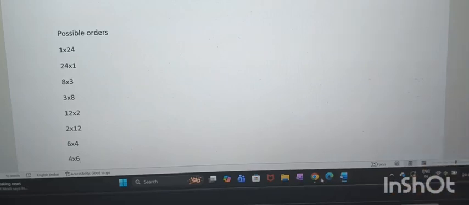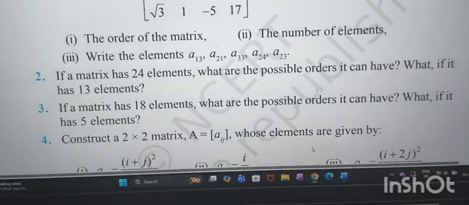Then they are asking, what if there are 13 elements? Same thing, write the factors, and we know it's a prime number, so the only possible thing would be 13 and 1. So 13 cross 1 and 1 cross 13. So two possible orders will be there.